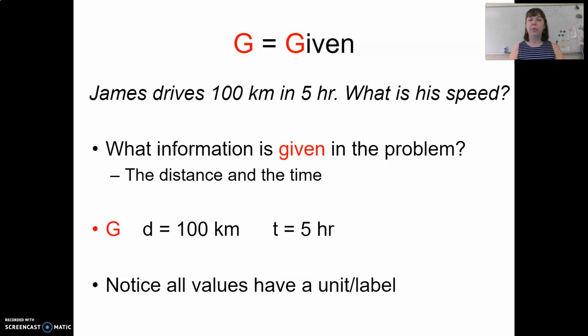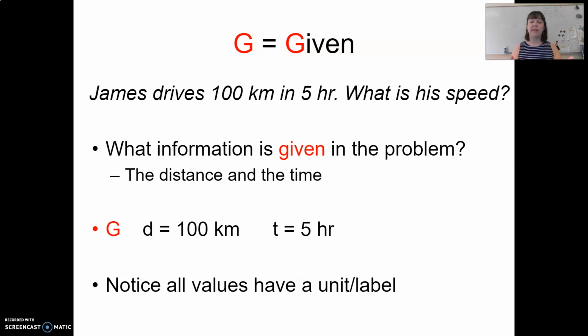This is a very, very simple one from motion that we're about to start. You have something like James drives 100 kilometers in 5 hours. What is his speed? Well, first off, what are they giving us in the problem? They're giving us 100 kilometers, that's a distance measurement, so kilometers, that's a distance. And then they're giving us hours, which is a time measurement. So we know we have a distance and we have a time.